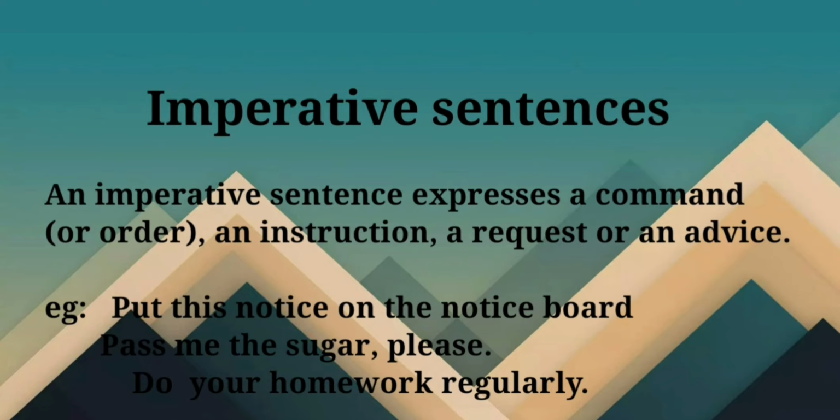Next are imperative sentences. We use imperative sentences to express a command or order, an instruction or request, or an advice. For example, put this notice on the notice board. In this sentence, we are giving instruction. Pass me the sugar, please. In this sentence, we are requesting. Do your homework regularly. In this sentence, we are giving advice. So, we can simply identify an imperative sentence by the verb. These sentences always start with the first form of the verb.